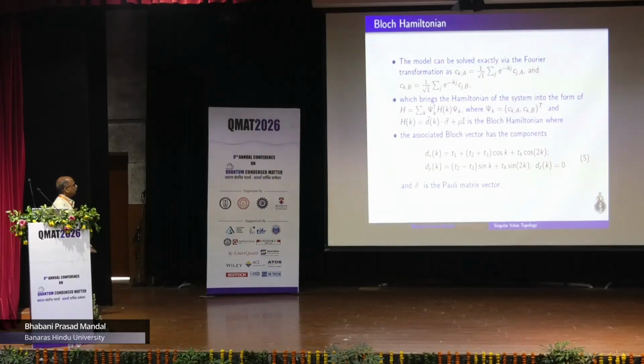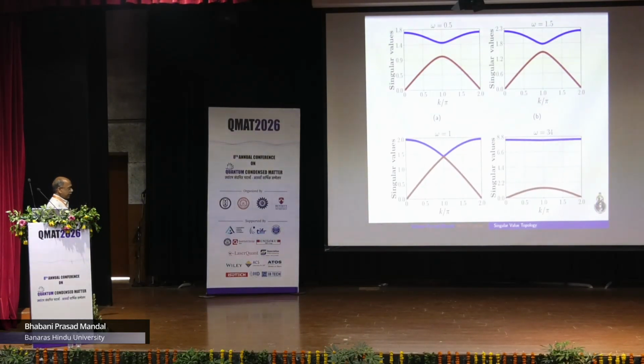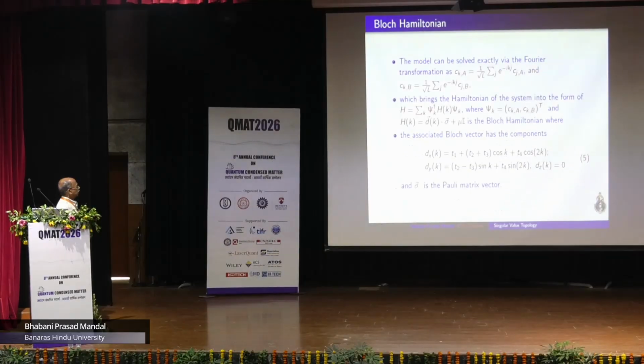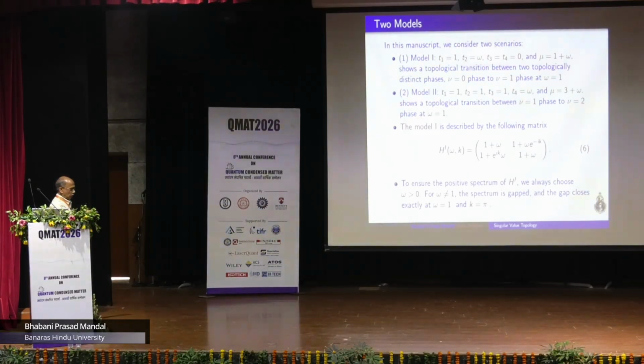So one can have the block Hamiltonian by taking a Fourier transformation, and this block Hamiltonian is like this, where the sigmas are the Pauli matrices. This Hermitian model, or the singular values, has a gap closing at exactly omega equal to 1. It is the SSH model. Just a moment. So yeah, this slide was missing.